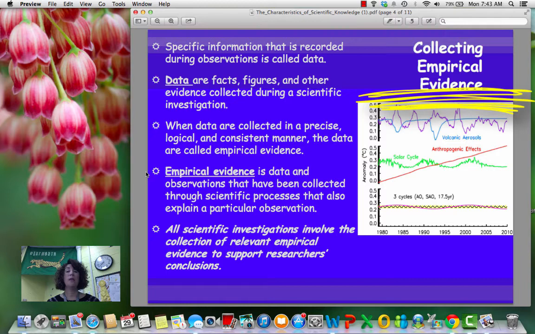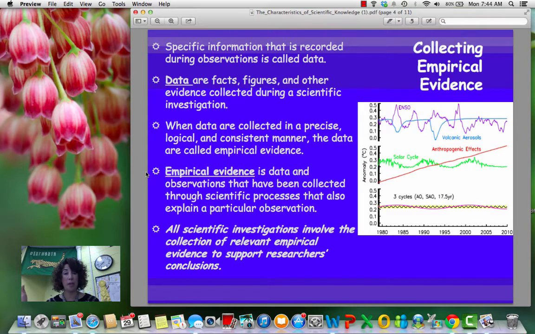Now, specific information is recorded during observations, and that is called data. Those are the facts, the figures, any other evidence that might have been collected during your scientific investigation. Now, when data are collected in a precise, logical, consistent manner, it's called empirical evidence. And so, again, that empirical evidence is just data and the observations that have been collected through a scientific process.